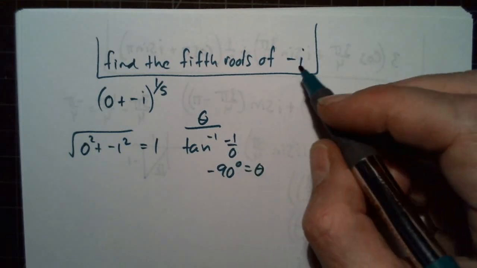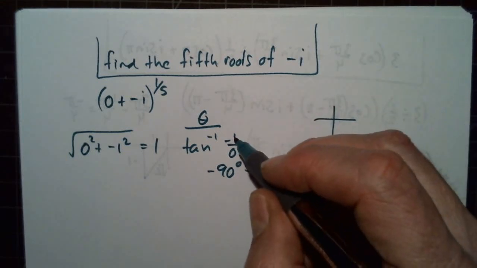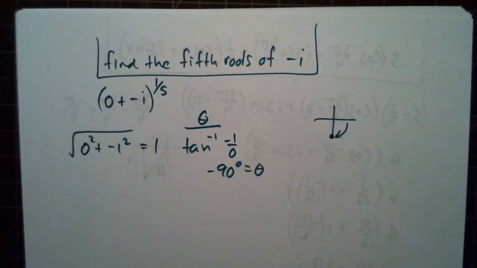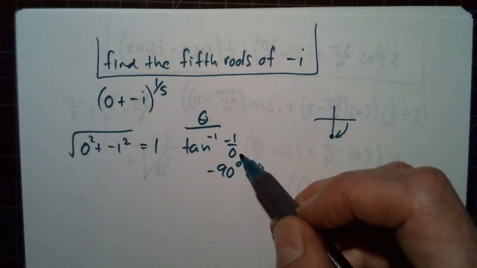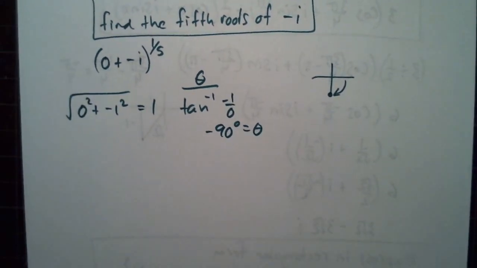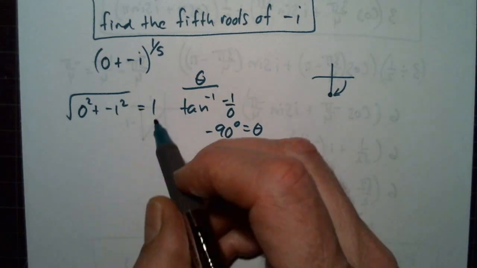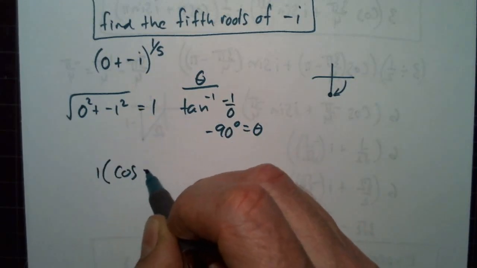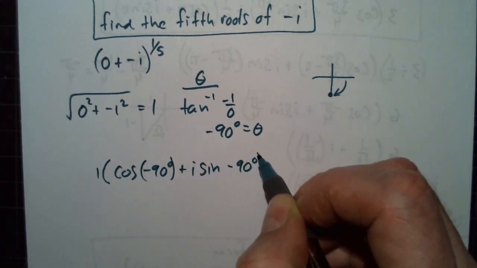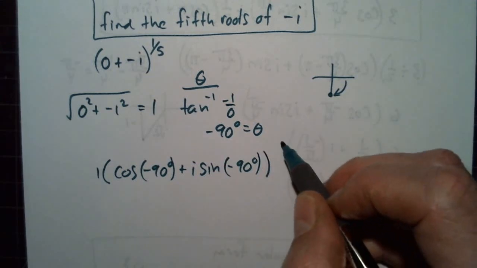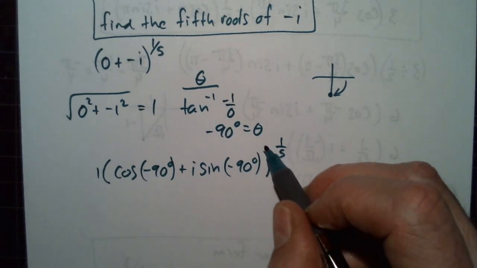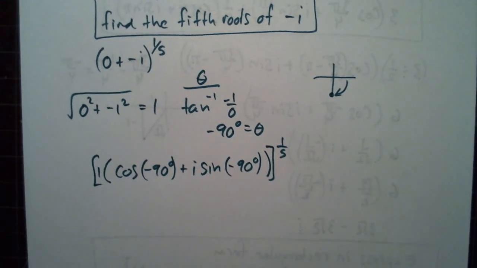Inverse tangent negative 1 over 0, we need to know what angle has a y of negative 1 and an x of 0. Y of negative 1, x of 0, and we're looking at negative 90. We can't do that on the calculator. We'll have to do it by hand. So we can write this in trig form. We have 1 cosine negative 90 to the 1/5 power. The 1/5 does apply to the 1, but it won't change anything.